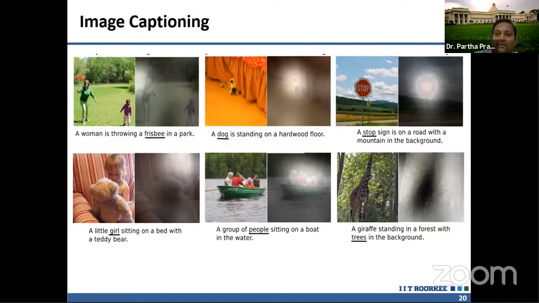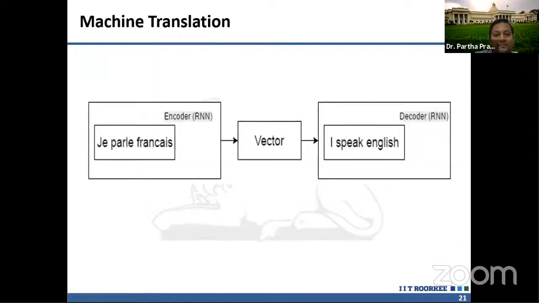CNN will extract the features of these objects, like these object detectors, and then RNN will make a sentence with those objects and their understanding. Here, for example, a dog is standing on a hardwood floor. The stop sign is on a road with a mountain in the background. So all the detailed descriptions you may find in this image captioning.